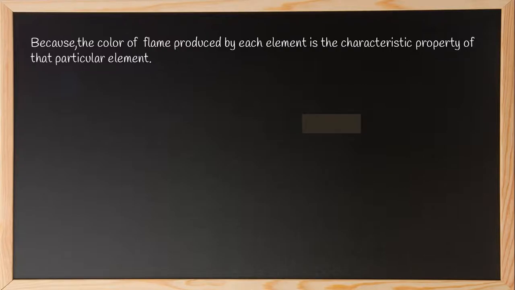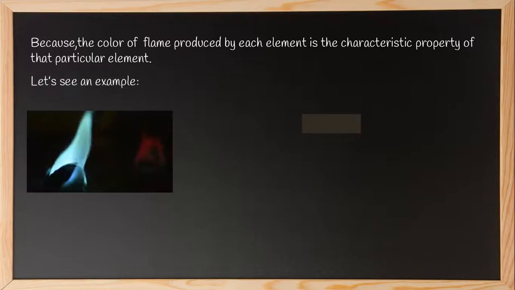For example, let us take copper. You can see this is a blue color flame. So copper, when it is burnt or undergoing combustion, burns with a bright blue color flame. To get additional information, let us also see a few other compounds.